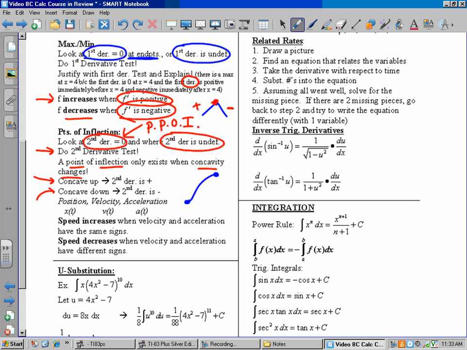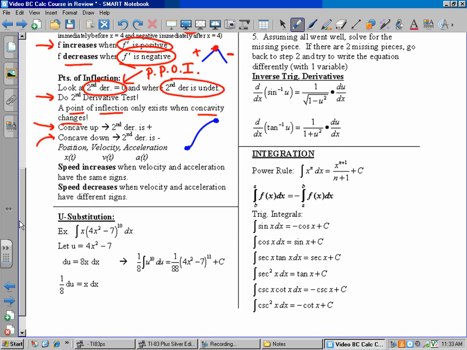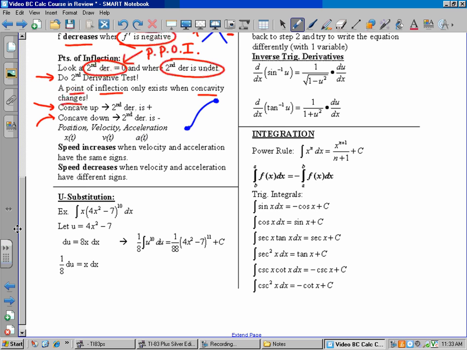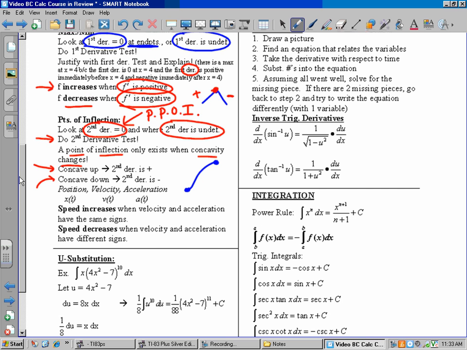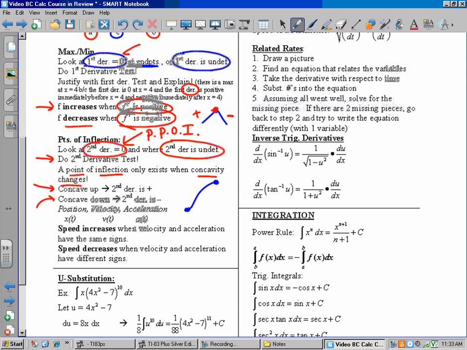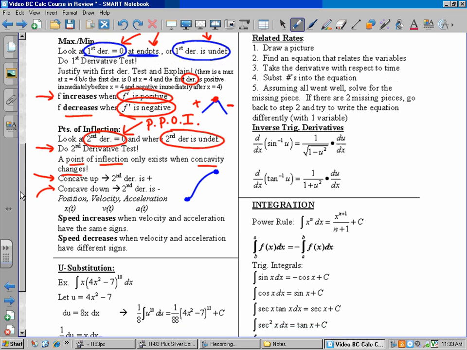You have to confirm that it's a point of inflection by confirming that the second derivative changes signs. It's the same thing for maxes and mins. These are just critical values: where the first derivative equals 0, where the derivative is undefined, and endpoints. They're critical values. They may be maxes or mins, they may not be maxes or mins.